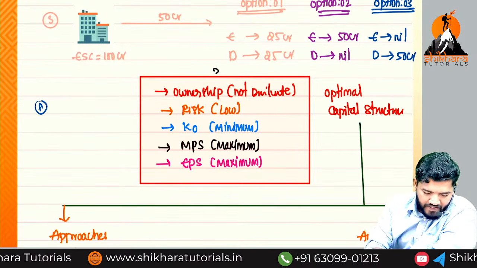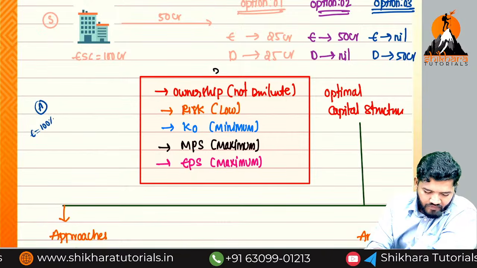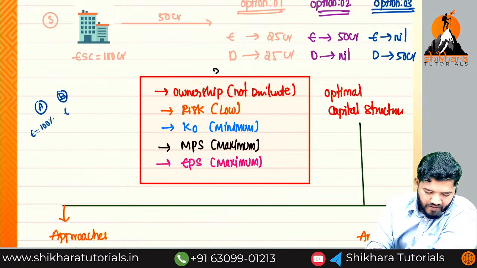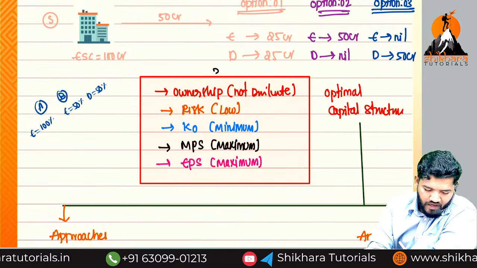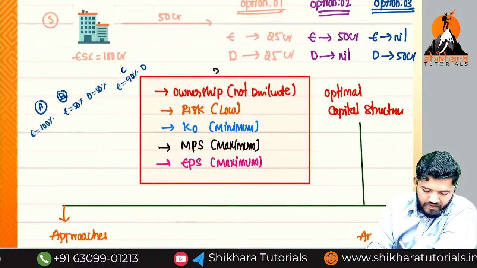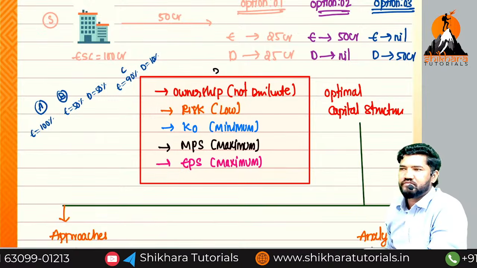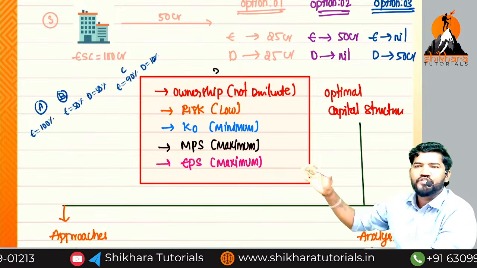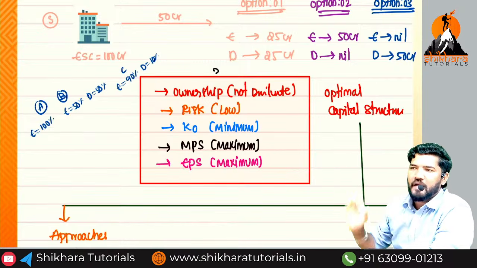As per plan A, equity 100%. As per the second structure, equity 50%, debt 50%. As per plan C, equity 90%, debt 10%. That mix is known as capital structure. But we can't say which option is the best one. If you say it is the best one, that is called optimal capital structure.